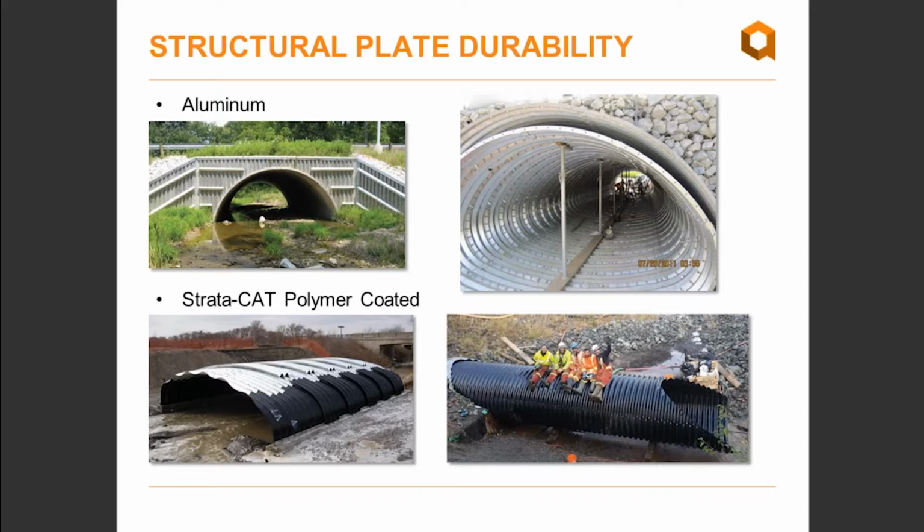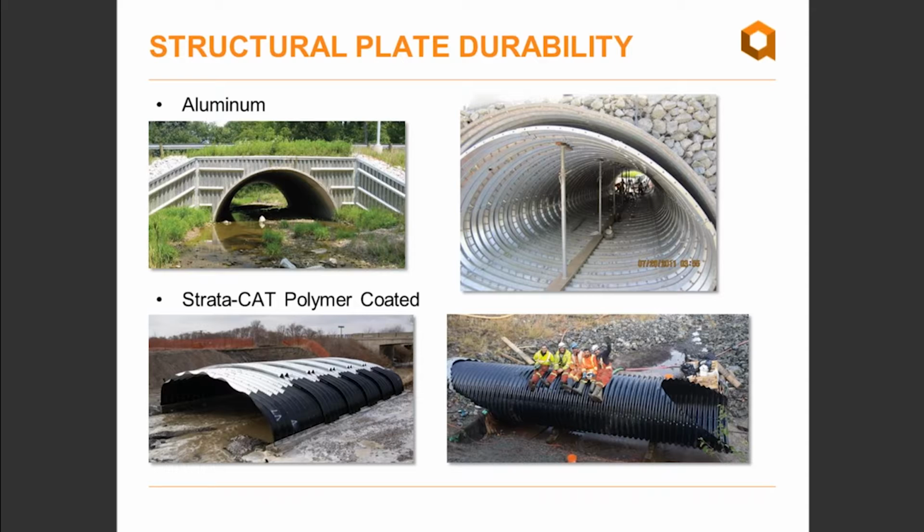Just a couple of photos of the various options that are available. So aluminum structural plate shown on the top there. The top right is our tunnel liner plate product. So it's a two-flange liner. Again, fairly significant applications in terms of culvert and bridge rehabilitation. And then on the bottom here, we have some photos of STRATA-CAT, the polymer-coated plate.